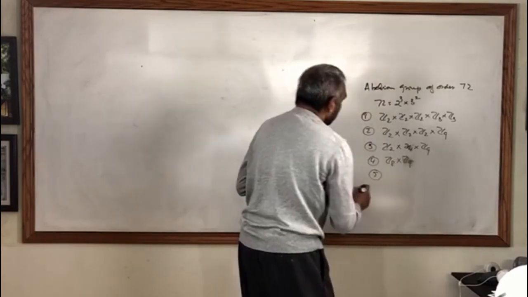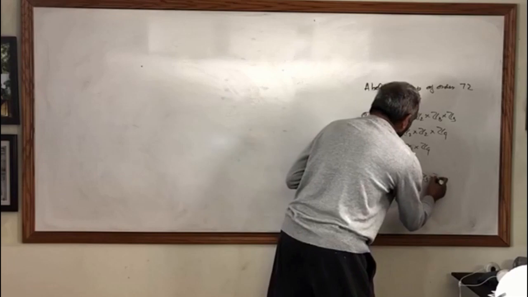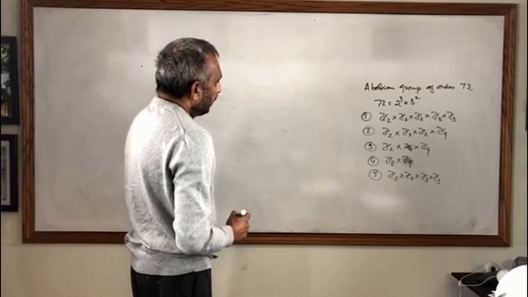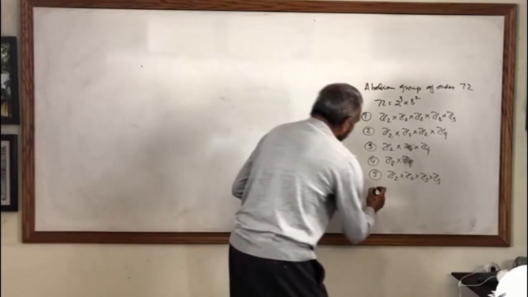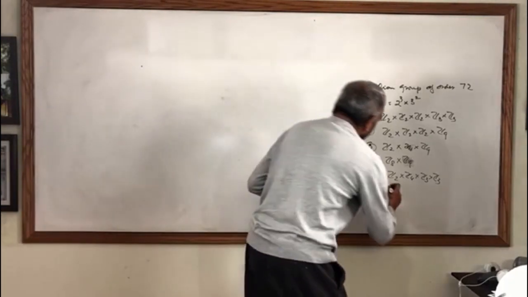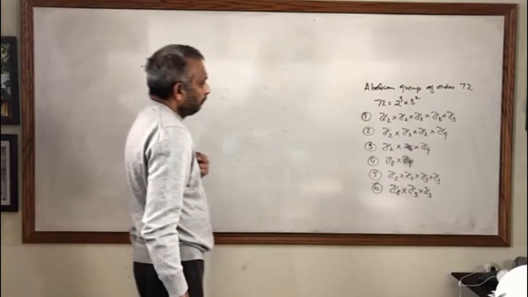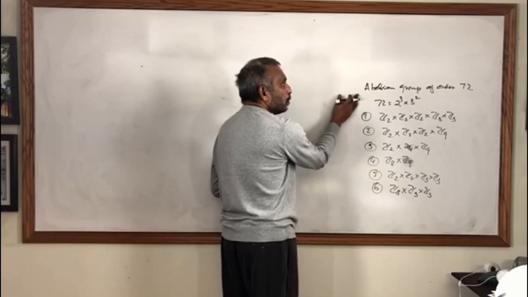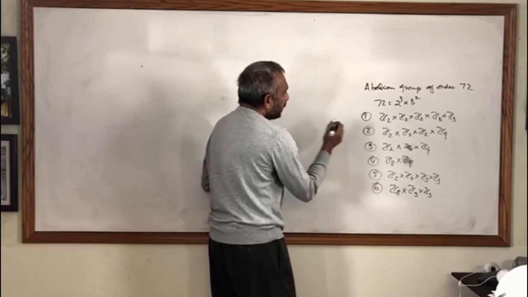Fifth one will be Z2, Z4, Z3, Z3. And the sixth one will be Z8, Z3, Z3. These are the only 6 ways an Abelian group of order 72 can be isomorphic to one of these.